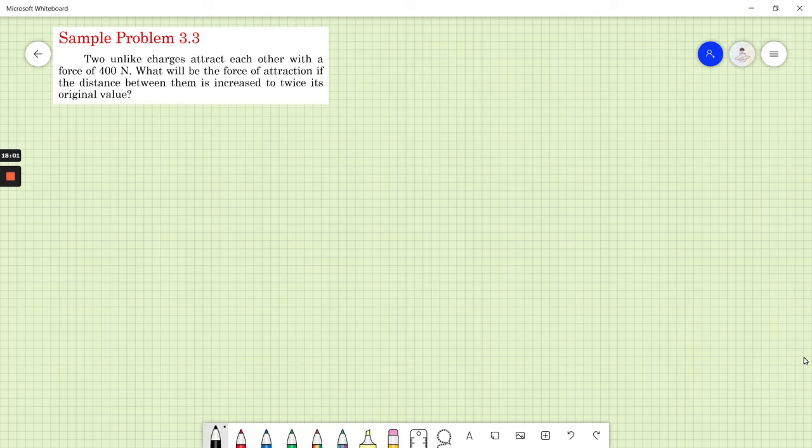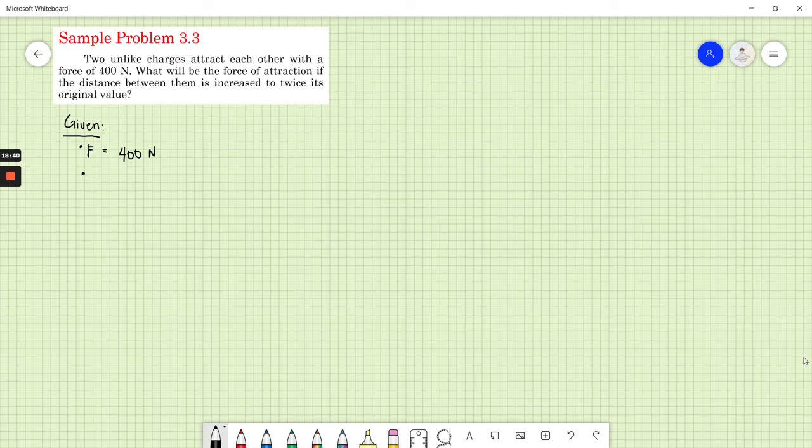Two unlike charges attract each other with a force of 400 newtons. So that's a massive force that attracts those two charges. What will be the force of attraction if the distance between them is increased to twice its original value? Okay, so let's write our given first. We are given that the force of attraction between two unlike charges is 400 newtons.